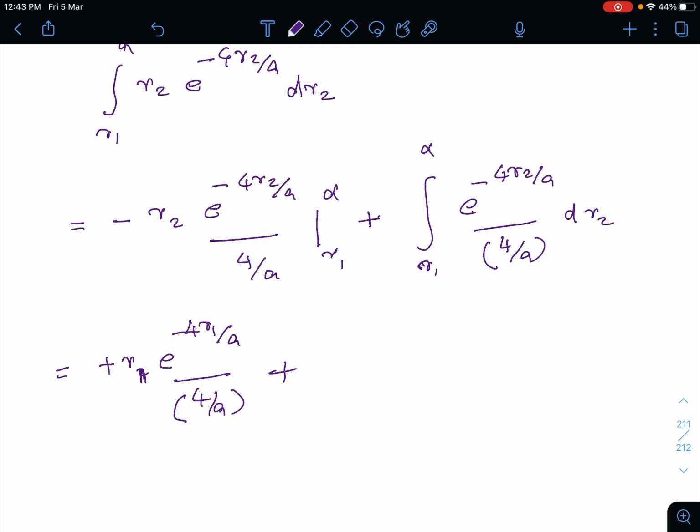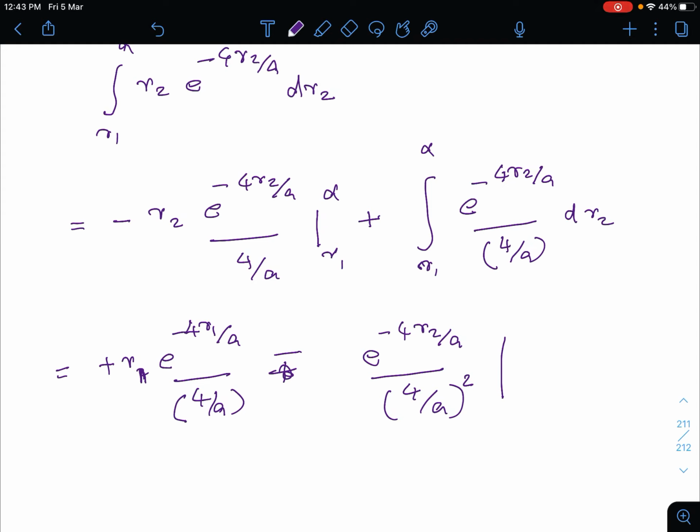So what would be the integral of this function? Let's do this function. What is that? e raised to minus 4r2 by a, divided by 4 by a, into, divided by minus 4 by a. So that becomes minus again here. So it would be (4 by a) whole square.